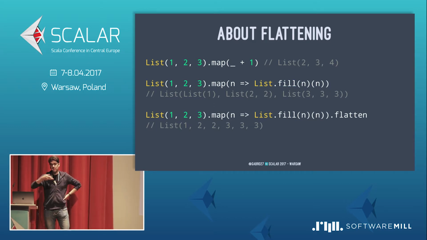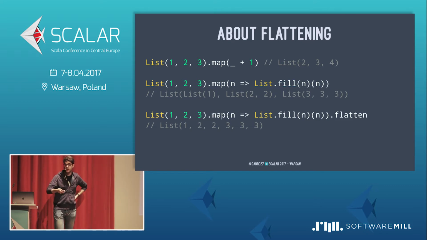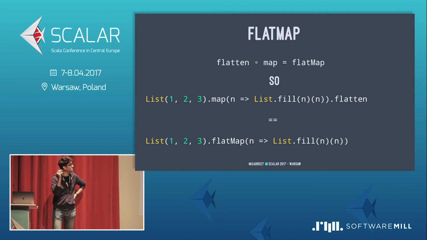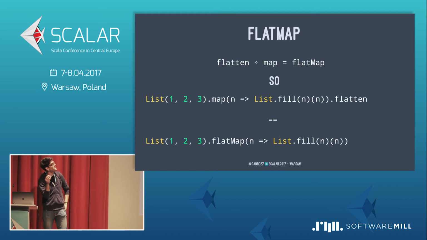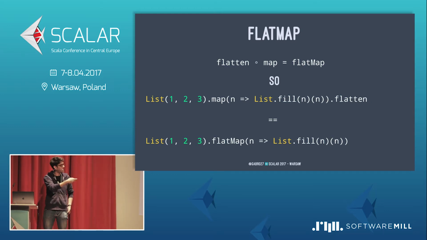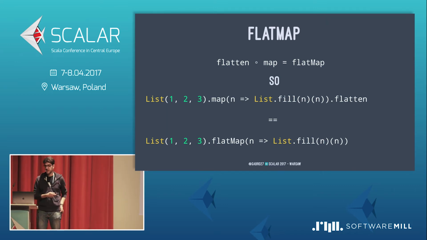Well, map and flatten is actually a pretty common pattern that has been encoded with a fancy name, which is flatMap. And flatten plus map is flatMap. Flatten compose map is flatMap. So instead of doing map and then doing flatten, you can directly do flatMap and directly return a list, and this is going to be the same thing. So what is the lesson here?